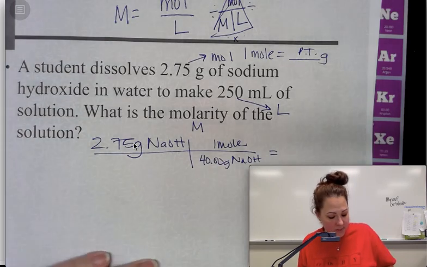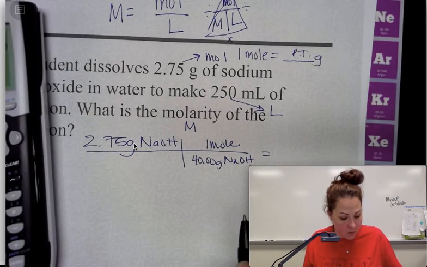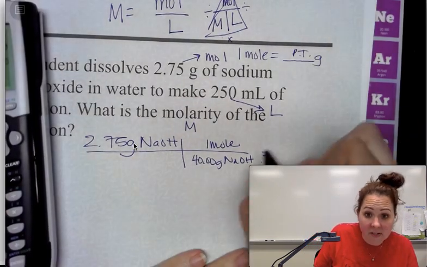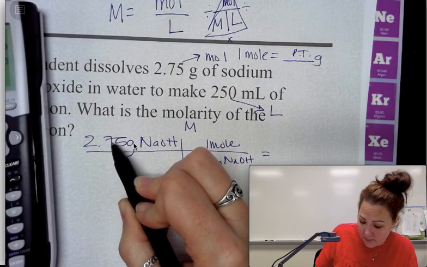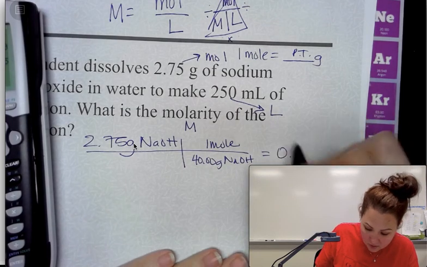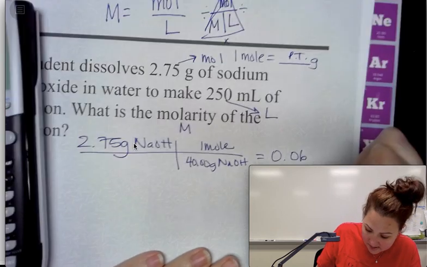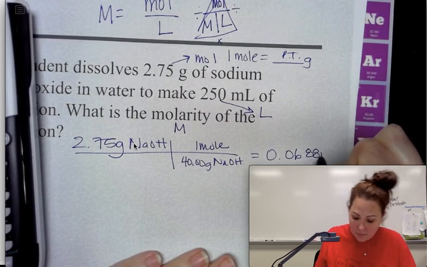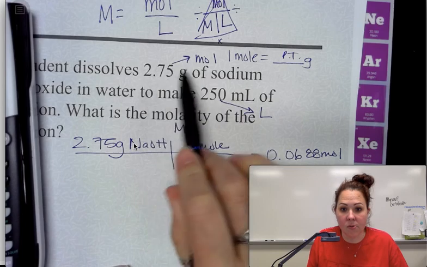So to get my moles, I take 2.75 divided by 40. I have 3 sig figs here, so I need 3 sig figs in my answer. 0.0688 moles. So I took my grams, turned it into moles.